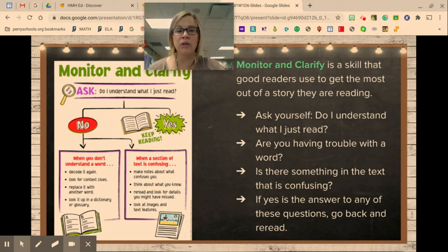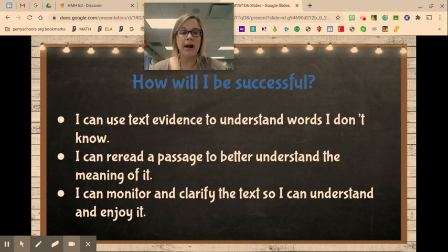Again, this is a skill that we use so that we get the most out of the story that we're reading. So we have to ask ourselves, do I understand what I read? Are you having trouble with a word? Is there something in the text that's confusing to you? If any of those are yes, then you need to go back and reread the text to help you out. So, how will you be successful today? You will use text evidence to understand words that you don't know. You will reread a passage to better understand the meaning of it, and you're going to use that strategy, monitor and clarify, on the text so that you can understand and enjoy it.